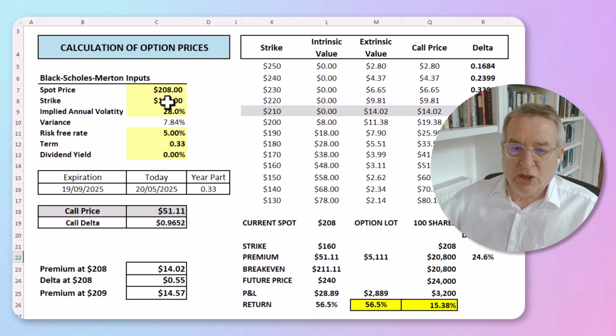So now we can see we have a strike here at 160, which we can see we have picked up here. The spot is still at 208.